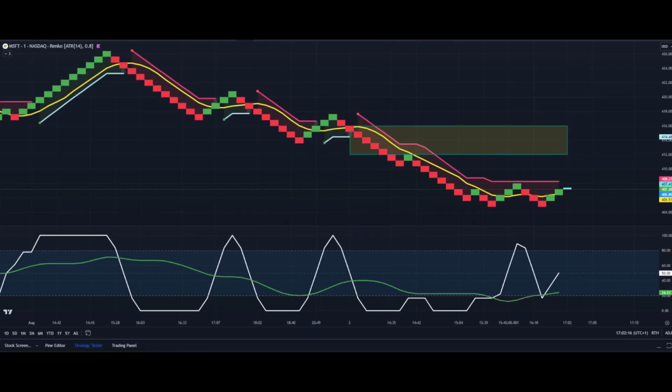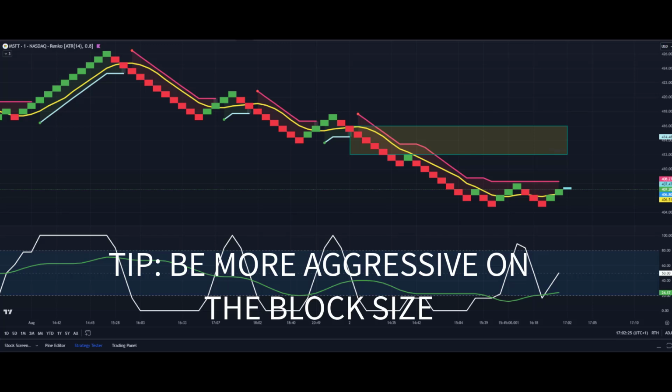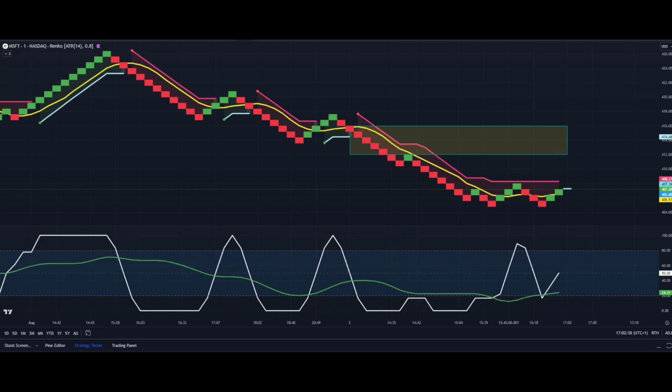So straight into an example here, we've got Microsoft. It's a Renko chart you can see there with a 0.8 block size. That's an 80-cent block size. It's smaller, more aggressive on the block size because it's intraday. We're not looking for long-term trends, we want short-term price action. And what have we got on the chart?